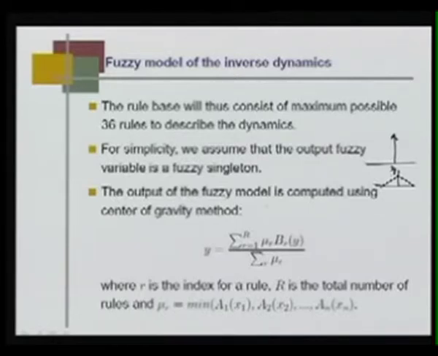The output of the fuzzy model is computed using the center of gravity method, which we have already discussed, where small r is the index of a rule, capital R is the total number of rules, and mu r here is the minimum of all these fuzzy indices, that is A1 of x1, A2 of x2, An of xn. So, when I fuzzify, given crisp values x1, x2, xn, their corresponding fuzzy memberships are computed using the defined fuzzy membership functions A1, A2 and An.